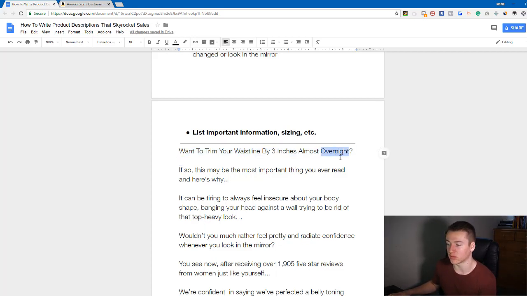Notice how we make the results very quick, and we say almost to add believability. If you said overnight, nobody believes that overnight. They're just going to bounce straight away. So we do almost overnight, adds believability to it. Okay, next step.